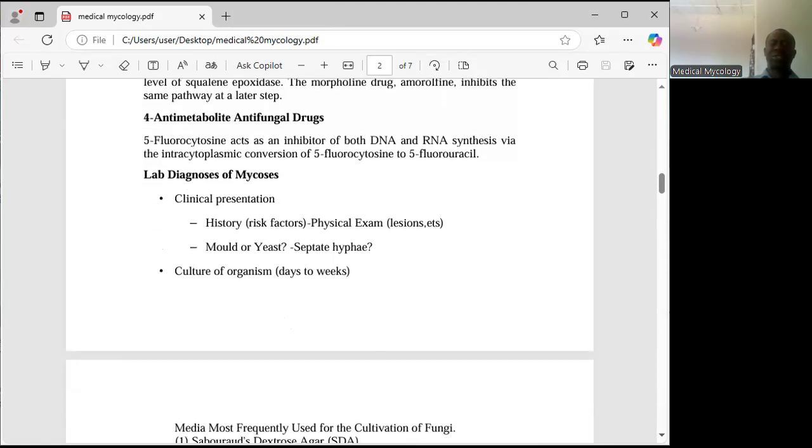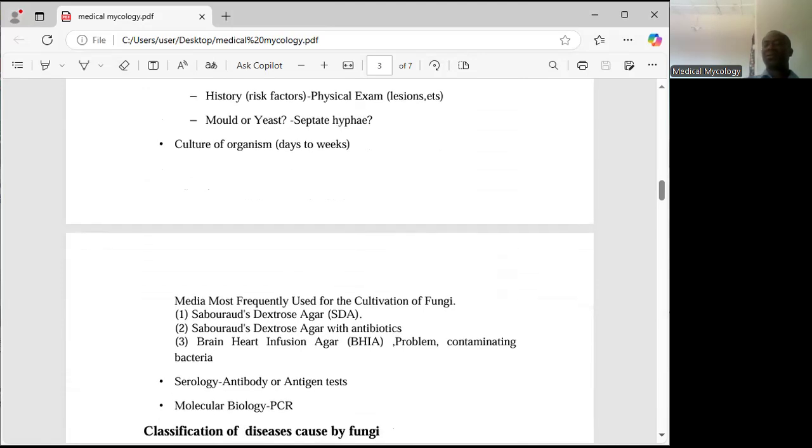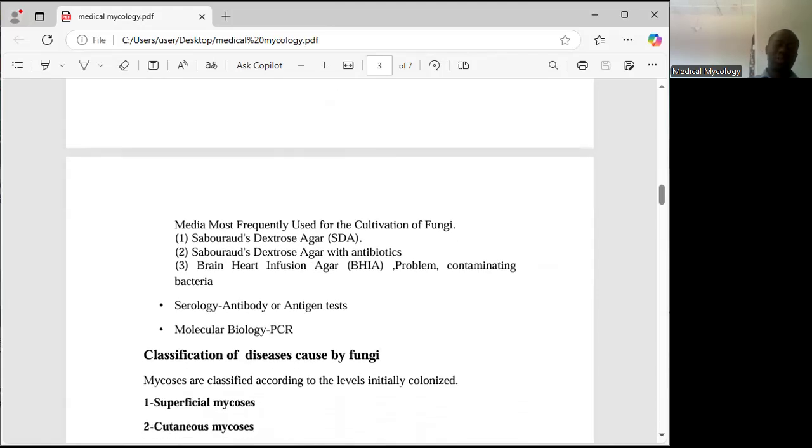Then, of course, we can culture the organisms over days to weeks. Most media used for culturing fungi, like we mentioned, are Sabouraud dextrose agar (SDA) or Sabouraud dextrose agar with antibiotics in order to remove contamination. We can also use brain heart infusion agar for contaminating bacteria. Then we can also carry out serology, antibody or antigen tests, and also use molecular biology, such as PCR.